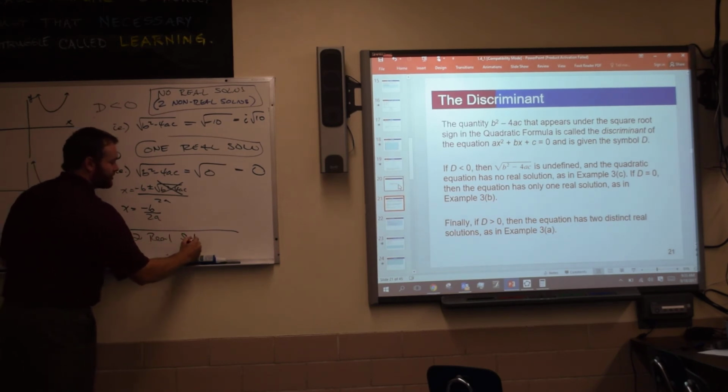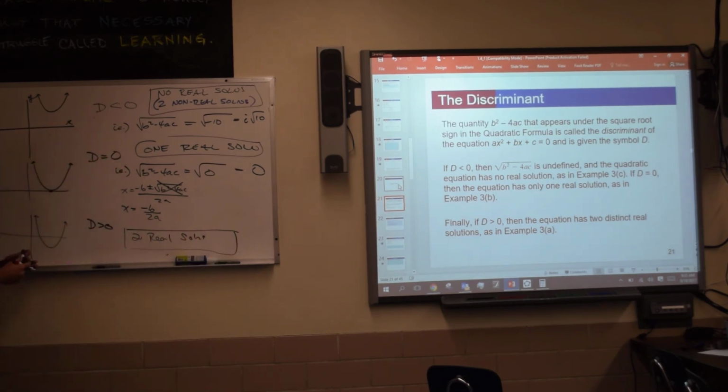2 real solutions. Okay? Now graphically, 0 x-intercepts, 1 x-intercept, 2 x-intercepts, right? That makes sense? So the discriminant should be something we can calculate pretty quick. b squared minus 4ac. Everybody can do that multiplication, subtraction. We should be able to do that pretty quickly and understand, before we do anything else, graphically how many times we cross the x-axis.